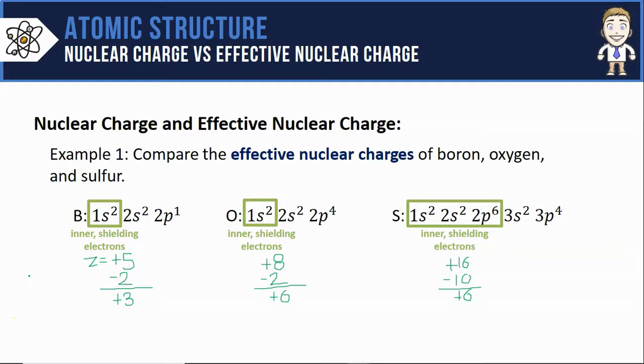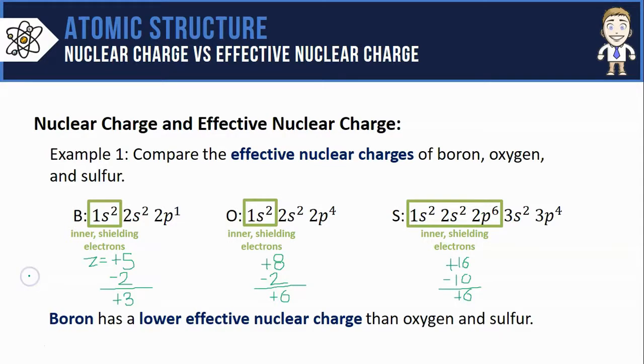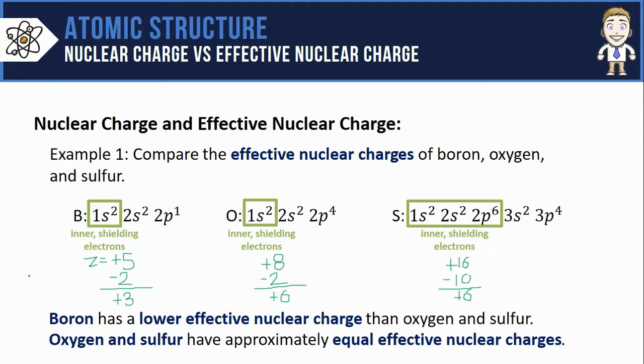So what kind of summaries can we make here? Well, we know that boron has a lower effective nuclear charge than oxygen and sulfur, and that oxygen and sulfur have approximately equal effective nuclear charges.